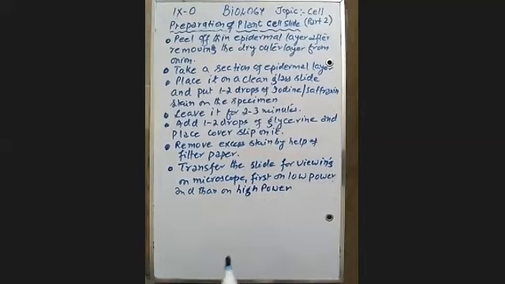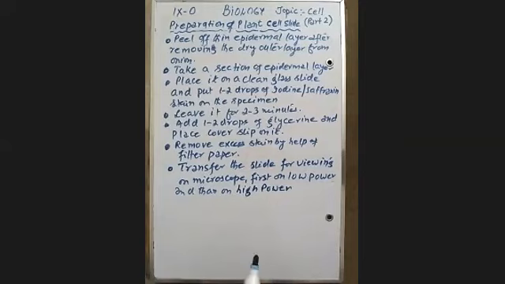Is it clear? So I repeat it once more. For the preparation of a plant slide, take an onion, remove the outer dry scales of the onion, and peel a thin piece of the epidermal layer, which is below that. Place it on a clean glass slide, and after that put 1 to 2 drops of iodine solution.